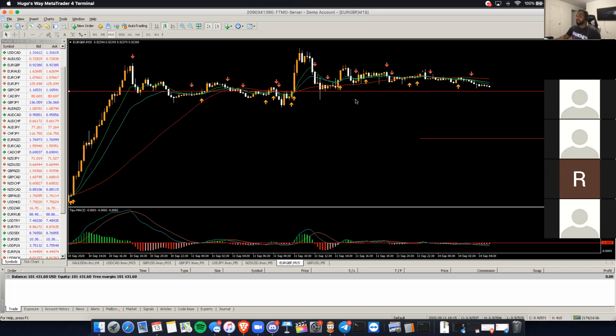This would be an important support here. This is actually where the market formed resistance with these two pin bars, and then it broke out. And you can see how she's been dancing above and below this. So let's pay attention to that. It's only 6 pips, but we know Euro GBP pays good, man.